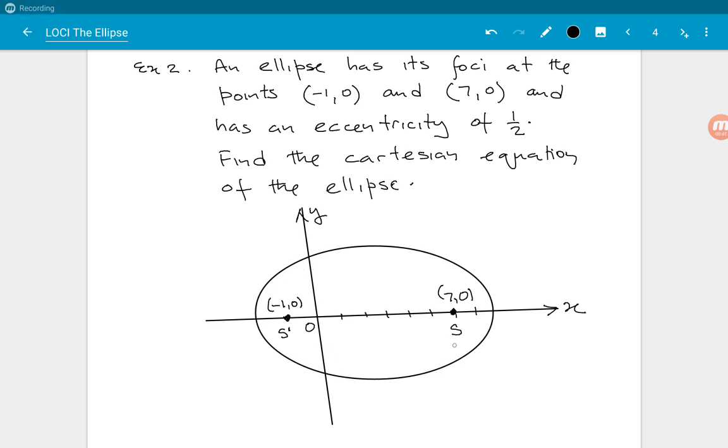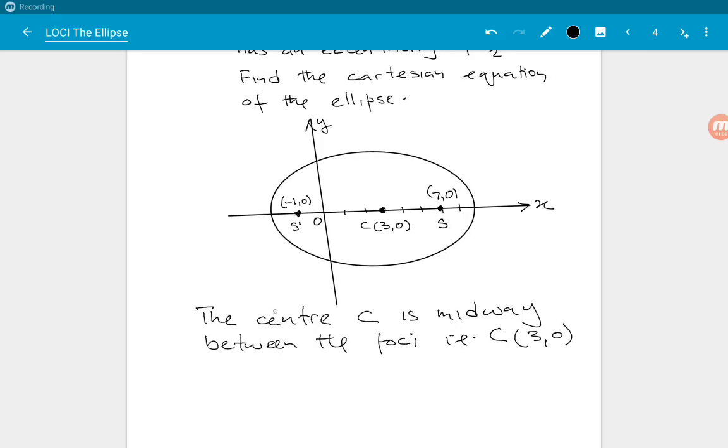So this sketch shows the ellipse with the relative positions of the foci. And O is the origin of the axes. Now first let's find the center of the ellipse. The center of the ellipse will be the midpoint between the two foci. So the center C is midway between the foci, and you should be able to see that that is the point (3, 0).